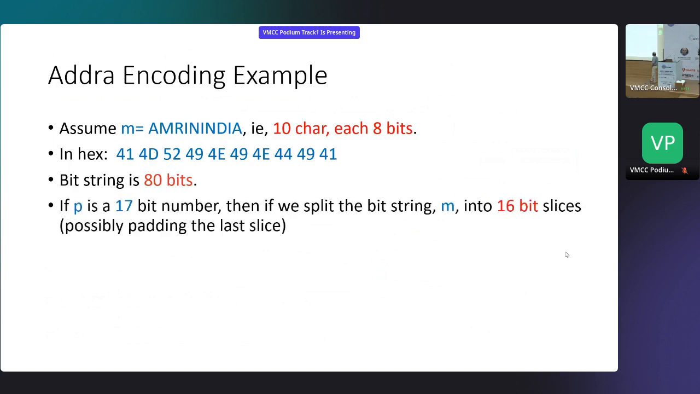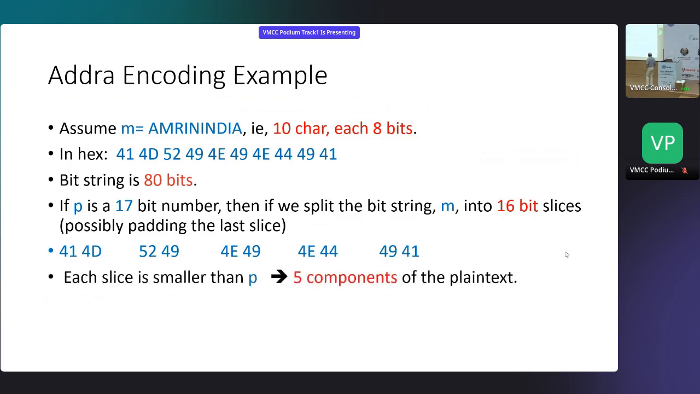Since P is 17, from my previous discussion, we'll have to split it into 16-bit slices. So we end up with two of these together. And this becomes the plain text that I need to encrypt. So it's not unreasonable to ask for the plain text to be a vector of size n, where each component is modulo p. We can do this. This was just a simple demonstration.